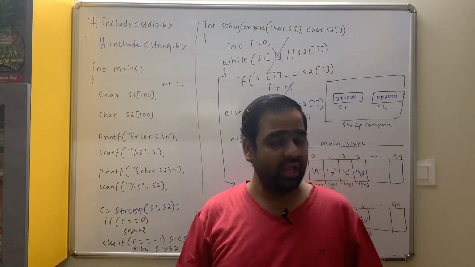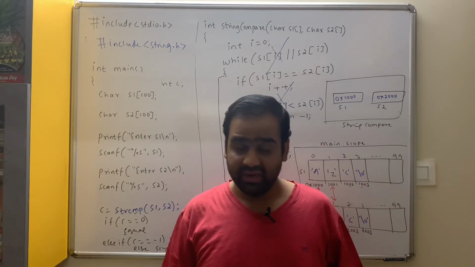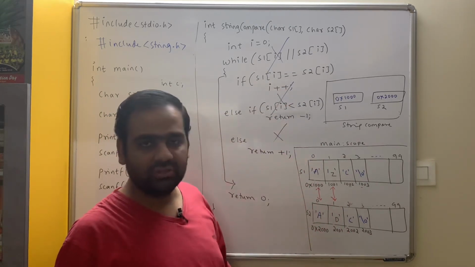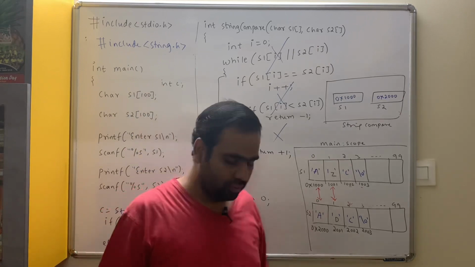This is how we use the built-in function. Rest all remains same to compare the two strings. And if they ask in exam to compare two strings without using built-in functions, this is how you need to write, and this is how the code will look like.